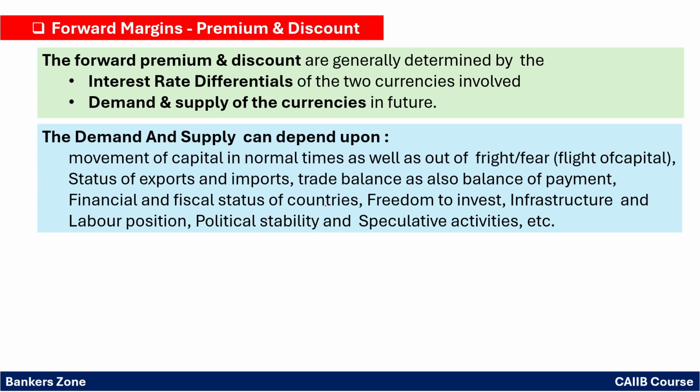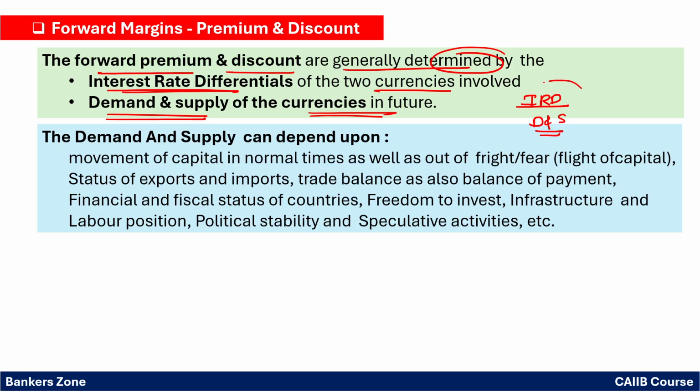Okay. Now let's talk about the premium and discount. See, forward premium and discount are generally determined by the interest rate differential of the two currencies and demand and supply of the currency in the future. Okay. So how is premium or discount decided? Premium or discount is decided simply based on the interest rate differential and the demand and supply in the future.